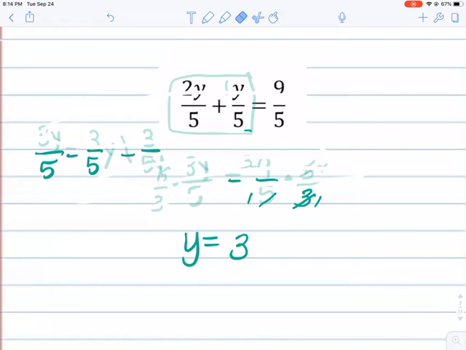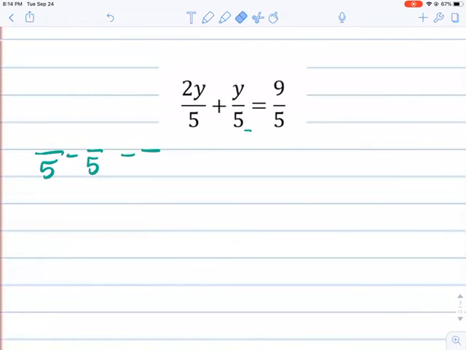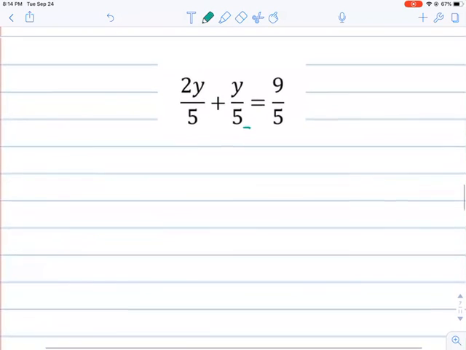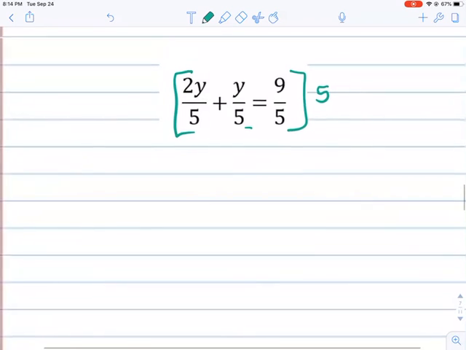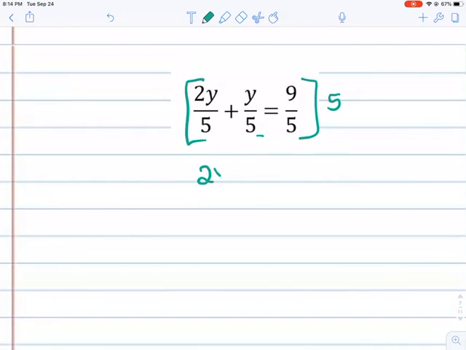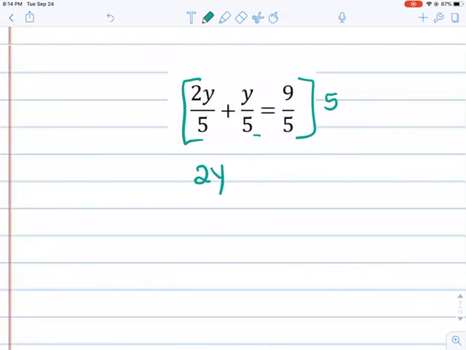And then the second way, if you do the same problem, would be if you multiply everything by 5. So 5 times 2/5 is just 2y. 5 times 1/5, really y over 5, that would be just y. 9/5 times 5 is 9, and then you get 3y equals 9. And then y equals 3.